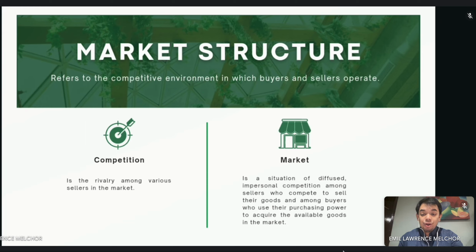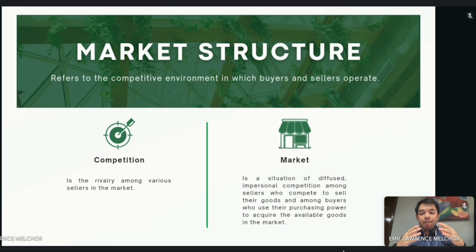So market structure refers to the competitive environment in which buyers and sellers operate. Competition is the rivalry among various sellers in a market. They are competing on earning more sales, gaining more profits. For that, they will stay longer in the business. When we say market, it is a situation of diffuse and personal competition among sellers who compete to sell their goods and among buyers who use their purchasing power to acquire the available goods in a market.